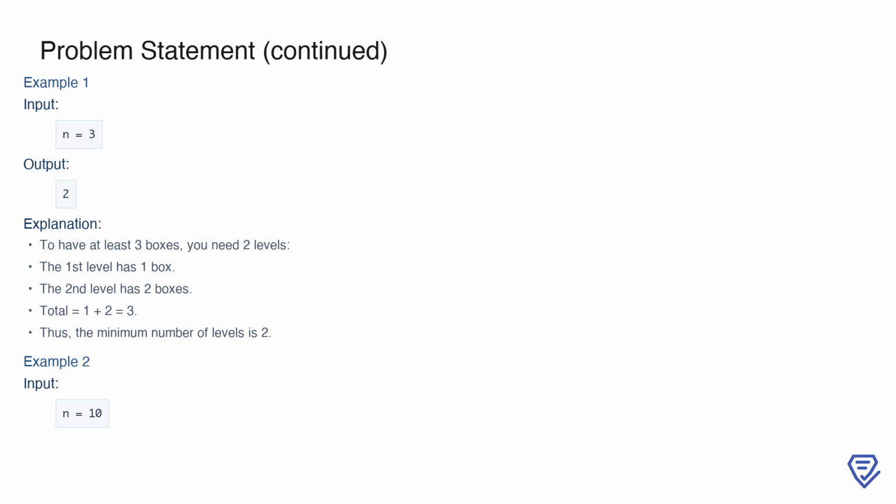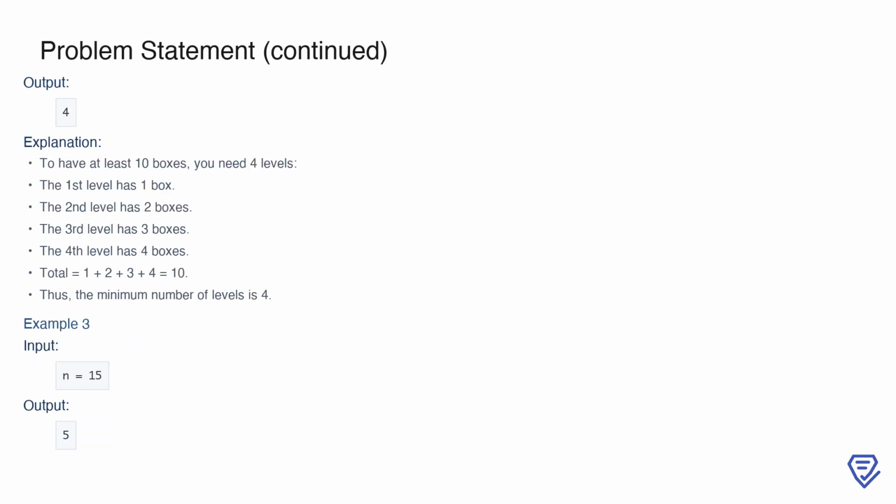Now consider a slightly larger input, where n is 10. For n equal to 10, the output is 4. This time, you need 4 levels to achieve at least 10 boxes. Level 1 starts with 1 box, level 2 adds 2 more, level 3 adds 3, and level 4 contributes 4 boxes. Adding these together, 1 plus 2 plus 3 plus 4, we get exactly 10. So, the minimum number of levels required is 4.